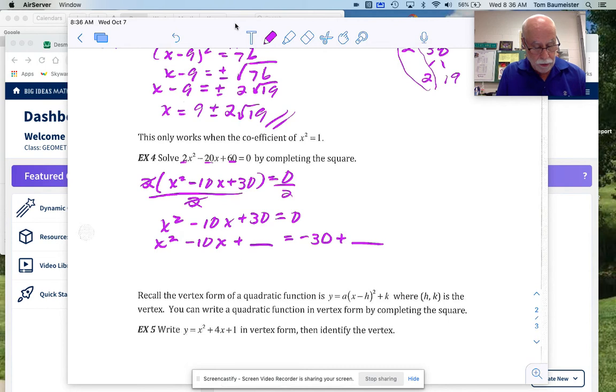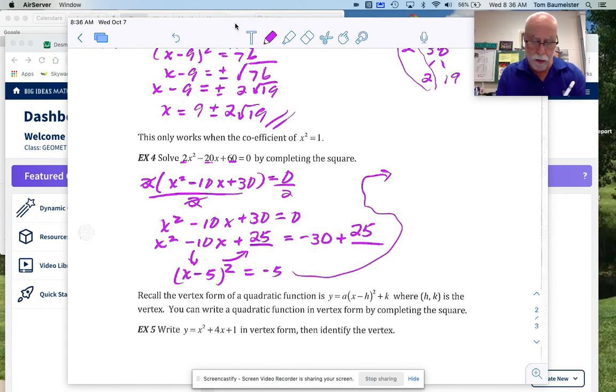All right, so now again, I'm going to do the same thing. So what is half of negative 10? That's negative 5. And then I'm going to square the negative 5. That becomes 25. And that becomes 25. All right, so x minus 5 squared is equal to negative 30 plus 25, or negative 5.